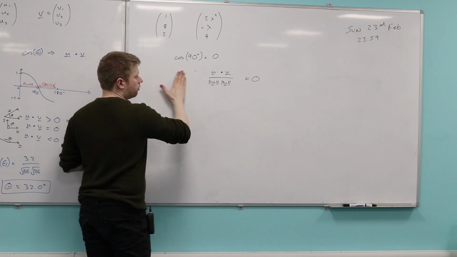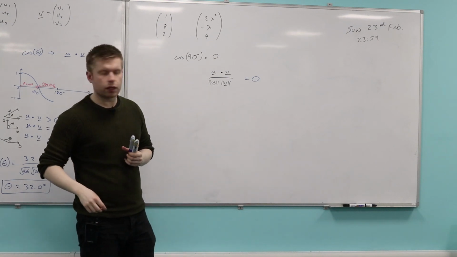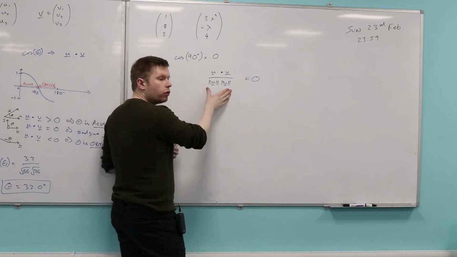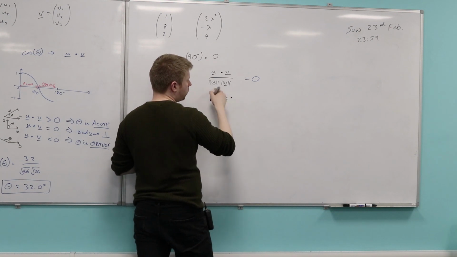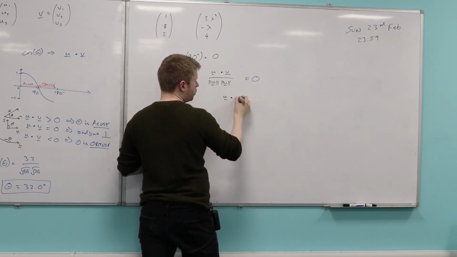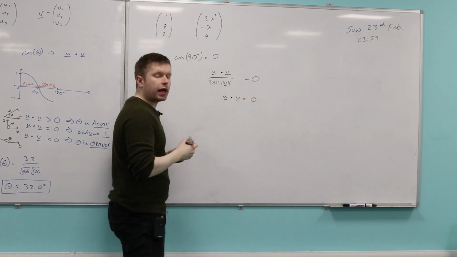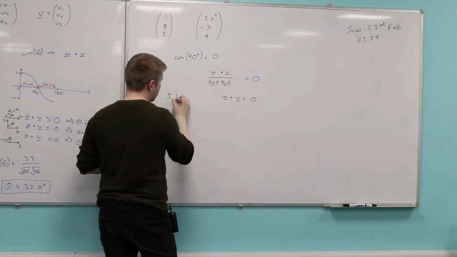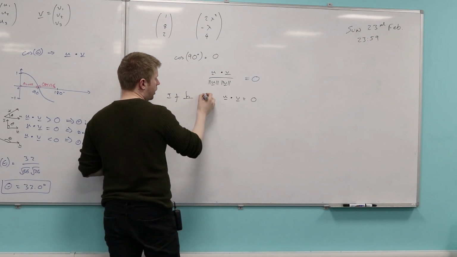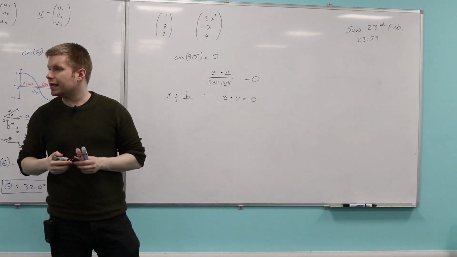Does that make sense? Okay. And of course, this thing here can only ever be positive or 0. So if I multiply through by this, u dot v is going to come out as 0. That's the condition. If they're perpendicular, and in fact we came up with this over here as well, it means that the dot product has got to be 0.